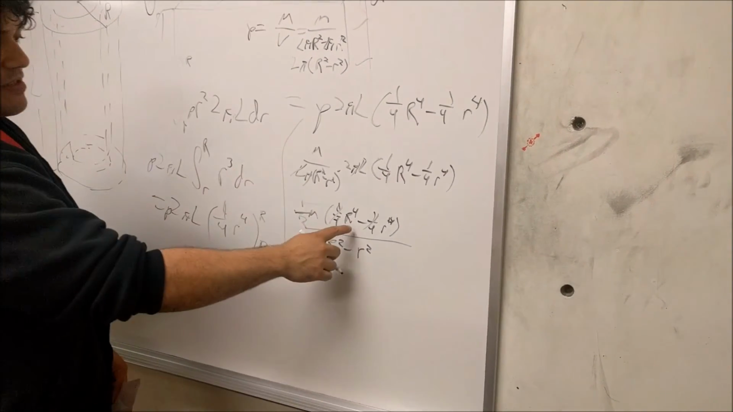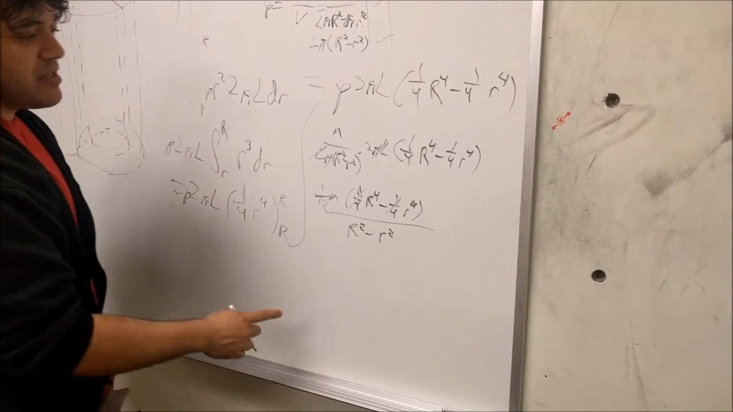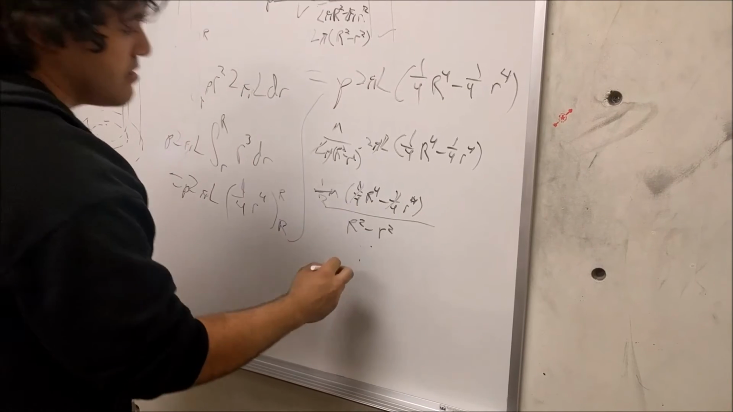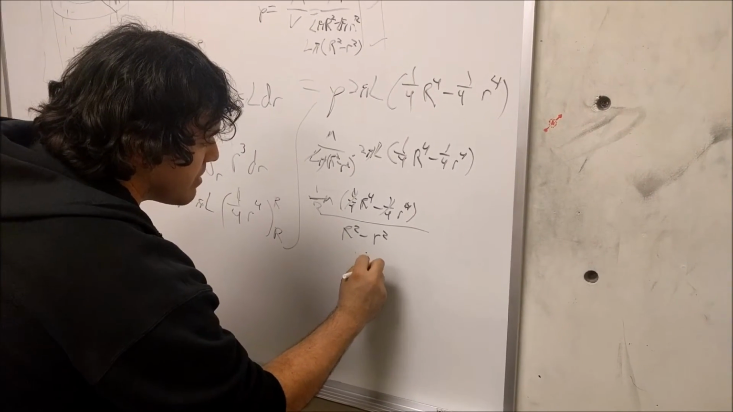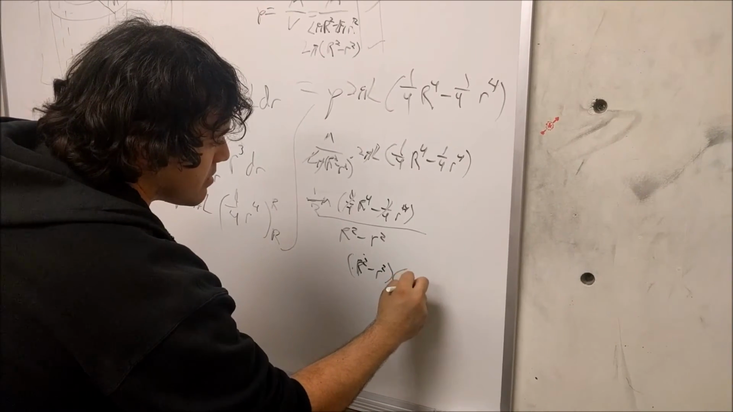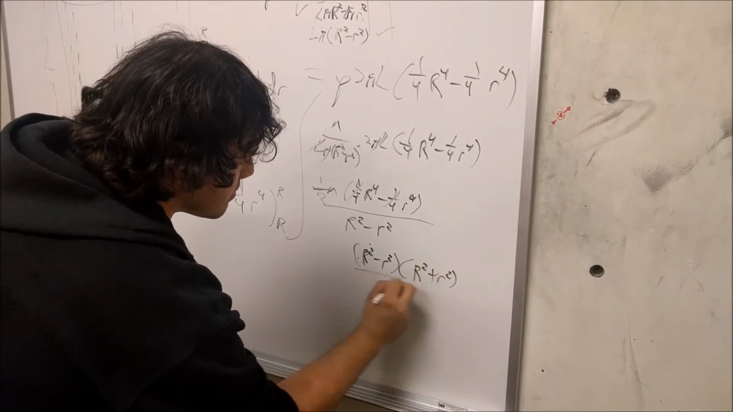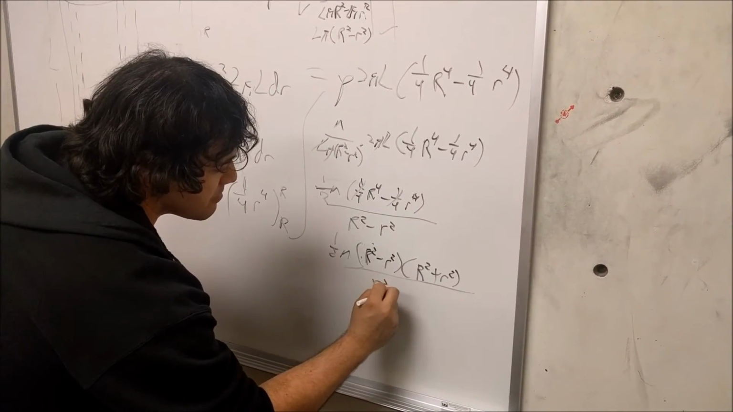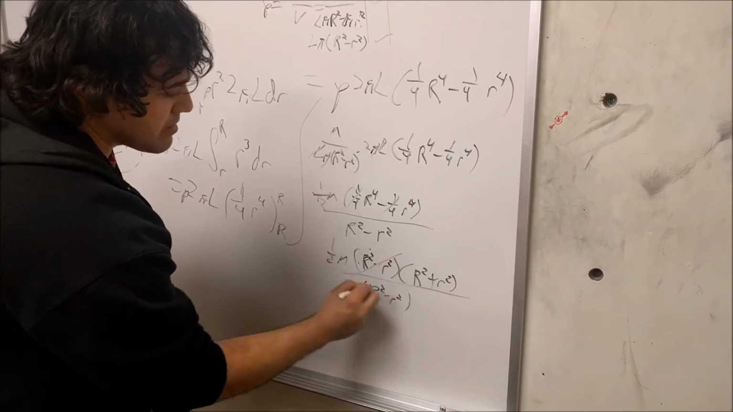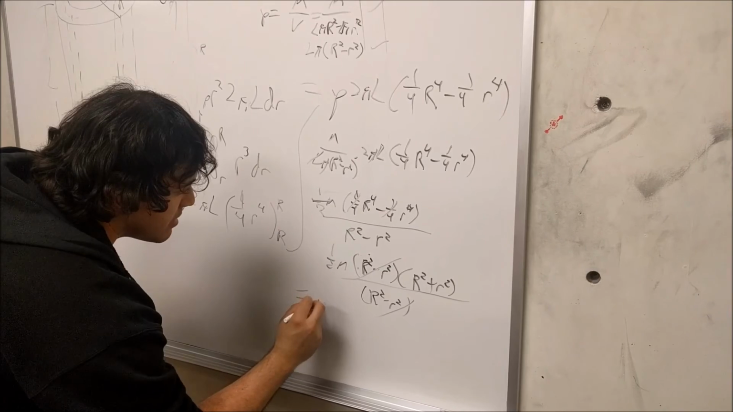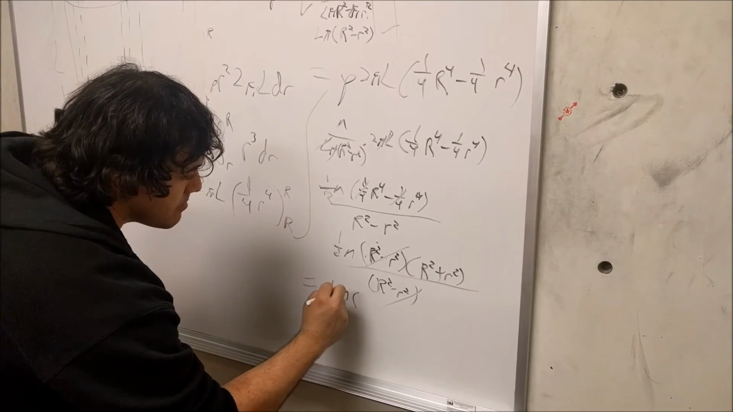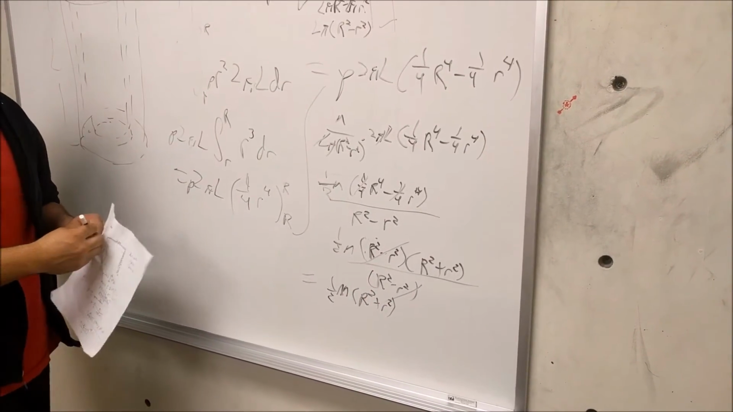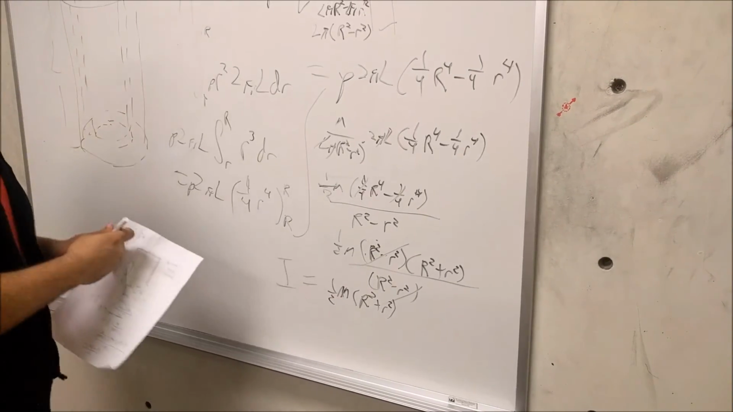Okay? So now this expression we can reduce by factoring. This will give us big R squared minus little r squared times big R squared plus little r squared, and then you'll have 1/2 m, and we'll have big R squared minus little r squared in the denominator. This will cancel, and that will give us simply 1/2 m times big R squared plus little r squared, and that will be the moment of inertia of a hollow cylinder. That'll be all.